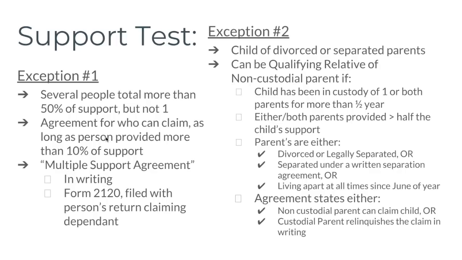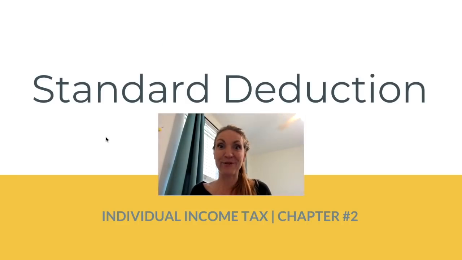And what that means is that the IRS basically says, we don't care if the divorced parent has something saying that they can claim the child. We give it to the custodial parent, as long as they're truly separated, and that's what those other tests were about. All right, standard deduction.